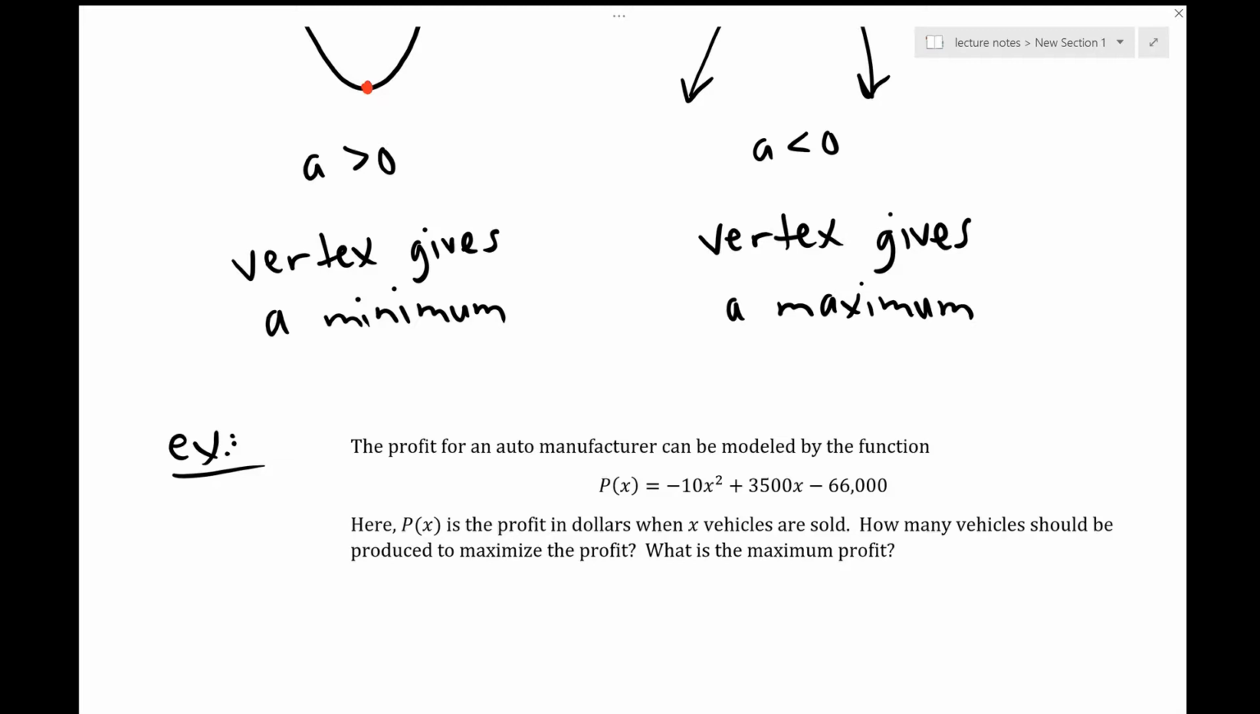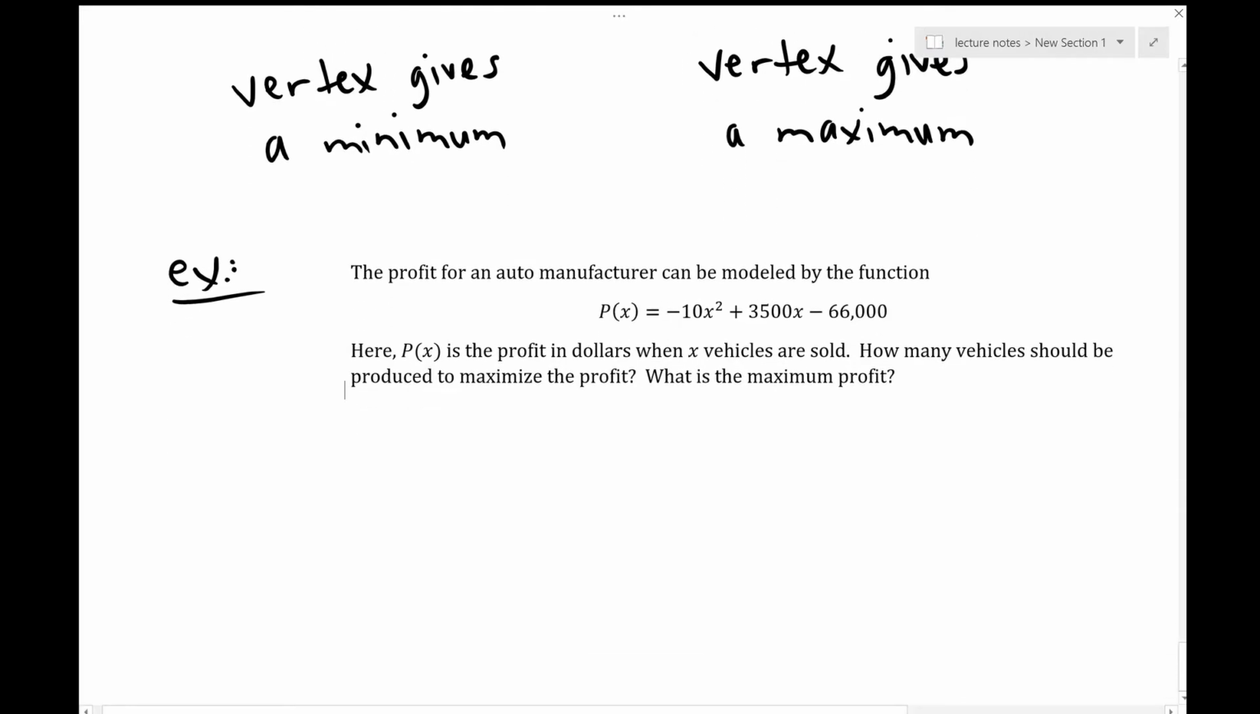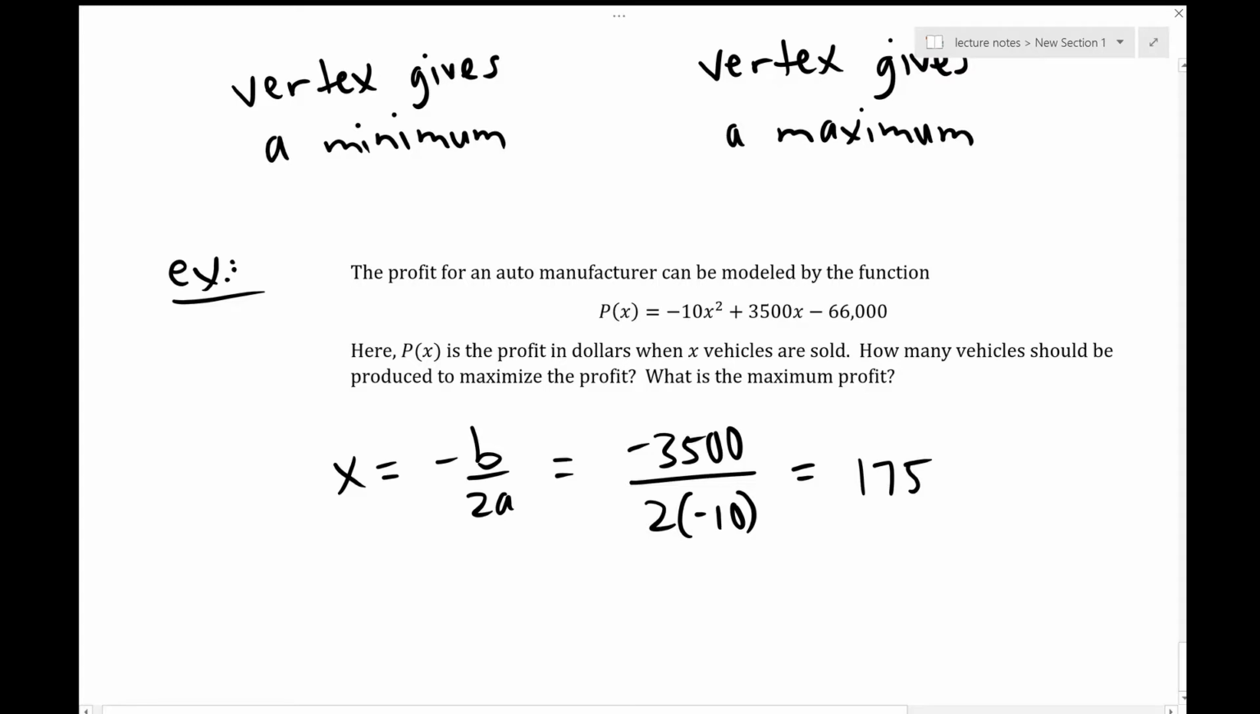Well, if we're trying to find a maximum value here, we really just want to find the coordinates of the vertex. And it should make sense that we would be finding a maximum here, because notice the a value is -10, which means that if we were to graph the parabola, it would be opening downward. And sure enough, the vertex would be a maximum number. To find the vertex, we again just stick with the formula x equals -b/2a. In this example, that would become -3,500 over 2 times -10. Simplifying this, we should end up getting 175.